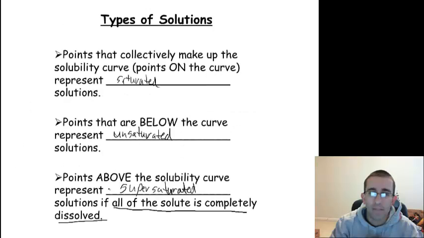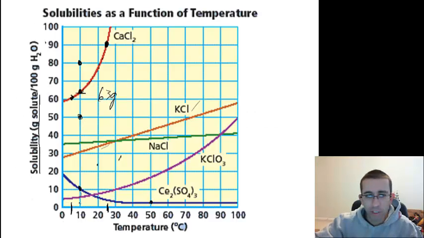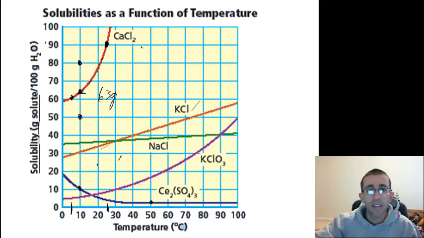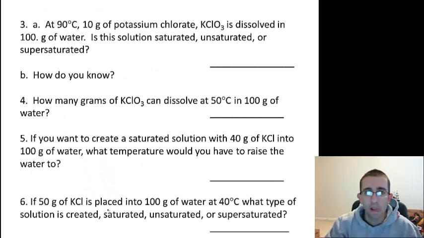All right, let's go back and look at cerium sulfate. So you're going to see as this temperature is increasing, the solubility of this is going way down. All right, and this is what happens with gases. So solids, as temperature increases, the solubility increases. For gases, it does the opposite.